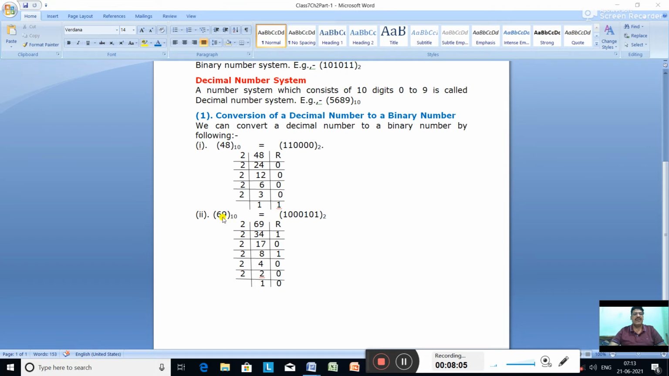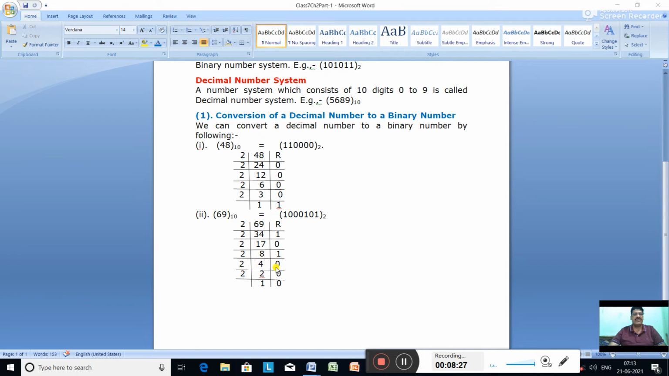Take one more example. You want to convert 69 into binary. So divide 69 by 2. How many times? 34. 2, 3, 6, 2, 4, 8. Remainder comes 1. Divide 34 by 2. How many times? 17 times. Remainder 0. Divide 17 by 2. How many times? 8 times. Remainder comes 1. Divide 8 by 2.